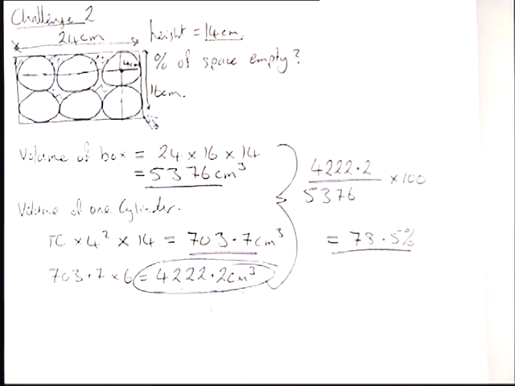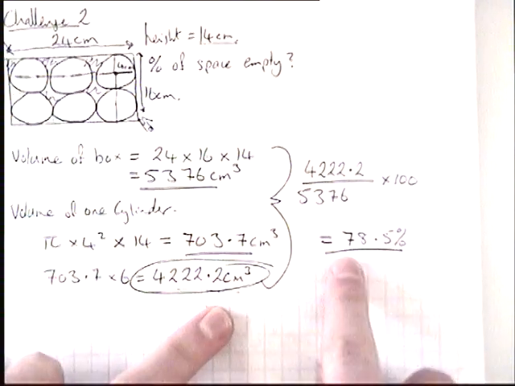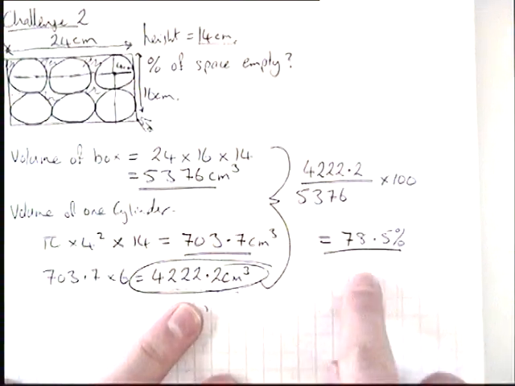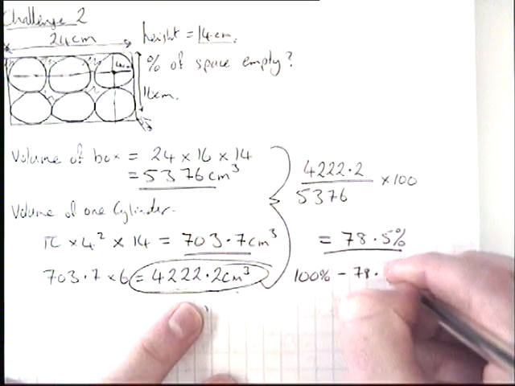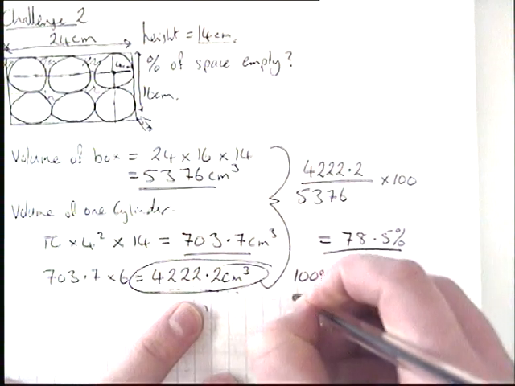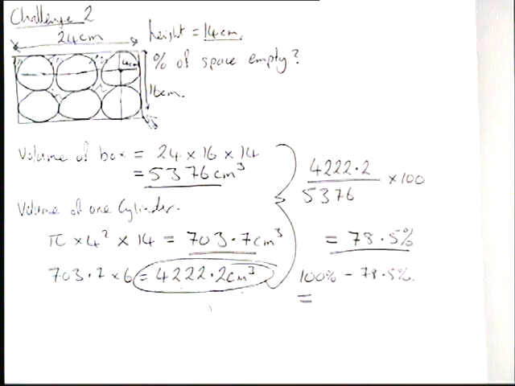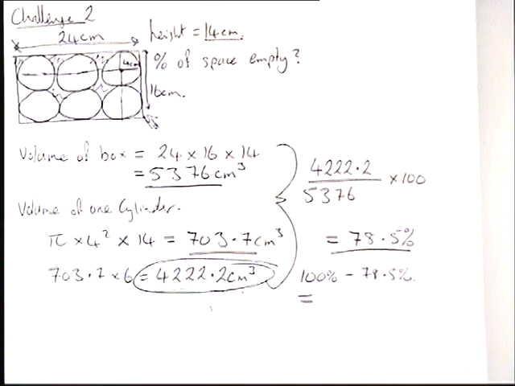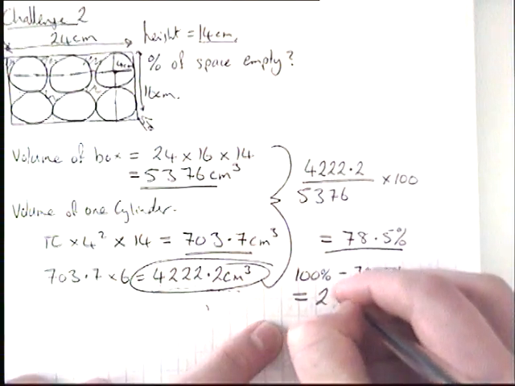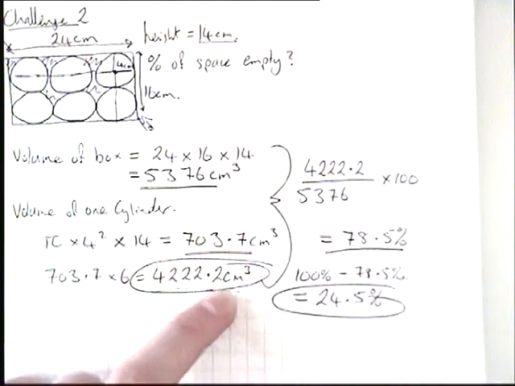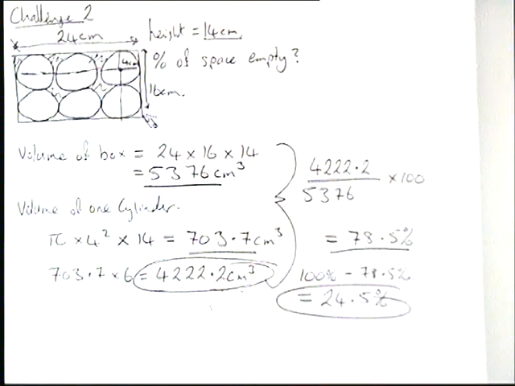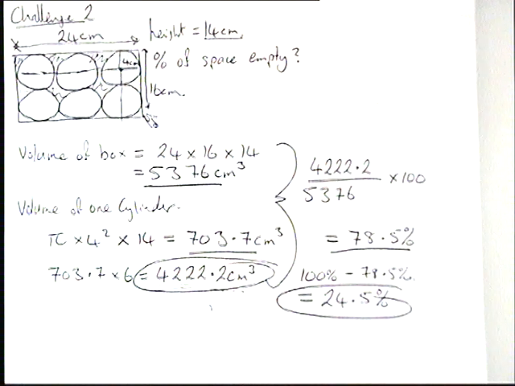So that's the percentage of the crate that the cylinders take up, and we were asked to find the percentage of the crate that's empty, so not space taken up by the cylinders. So we need to take that 78.5% away from 100%. 100% minus 78.5%, which leaves us with a percentage of 24.5%. So that is the percentage of empty space inside of our crate.